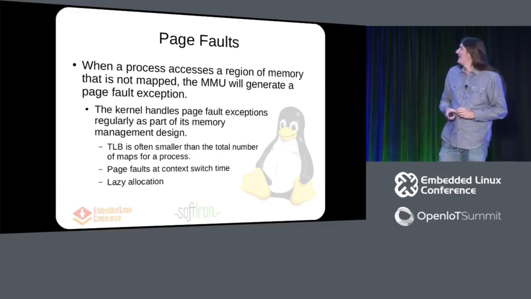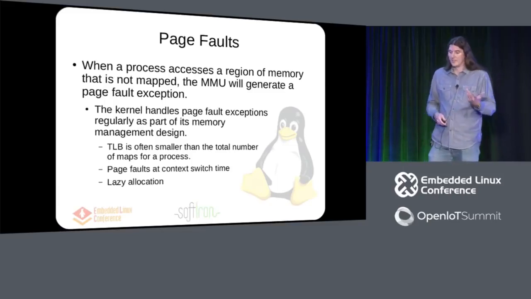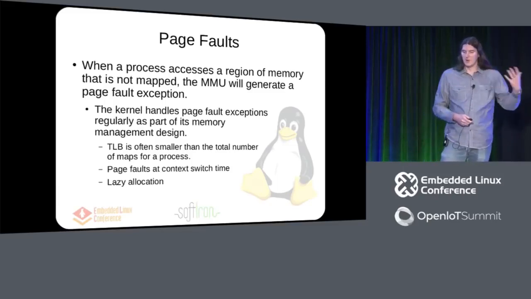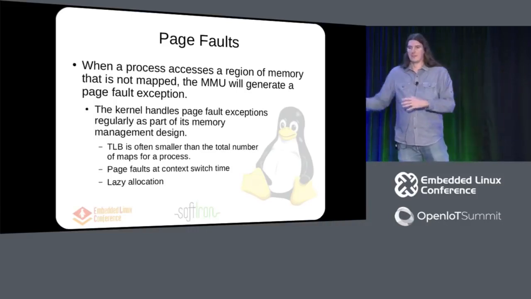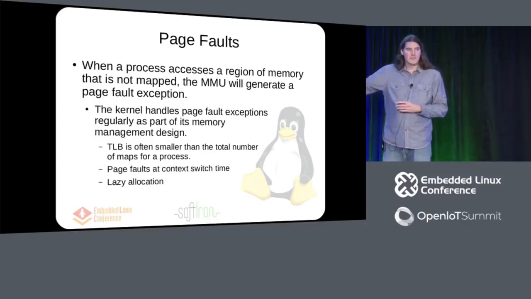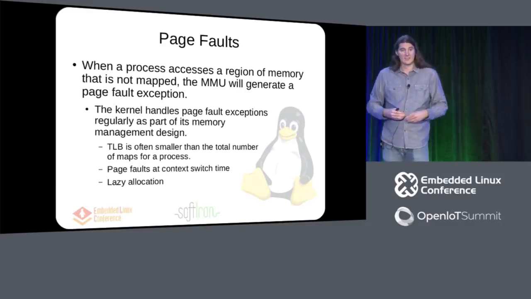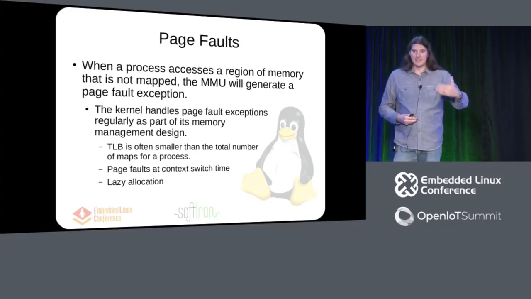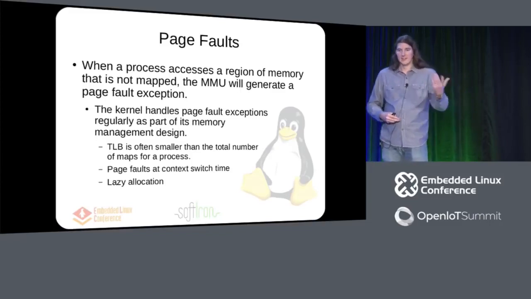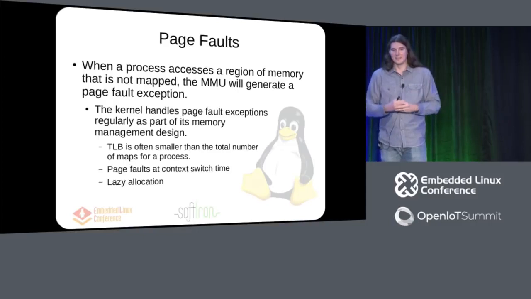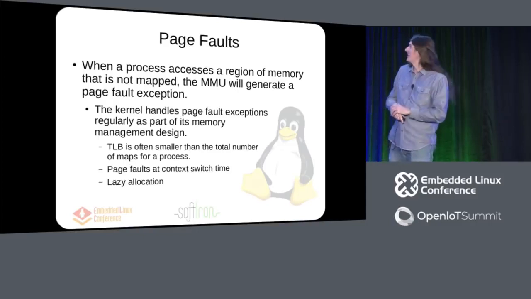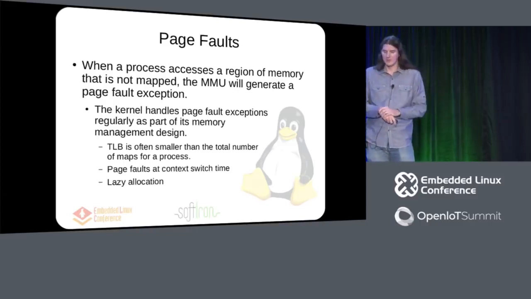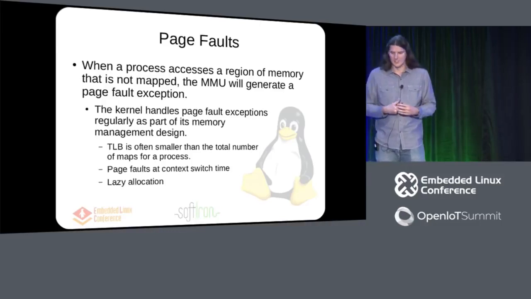So things that can generate a page fault, one of them is that the TLB is oftentimes going to be smaller than the total number of maps for a process. And so if all of the maps for a process can't be held in the TLB at one time, that means that some memory accesses are just going to generate a page fault because their map in the TLB is not loaded. And in this case, the kernel will have to fix this up in the TLB, and we'll talk about that coming up. But that's one case where you might have page faults as part of normal operation.